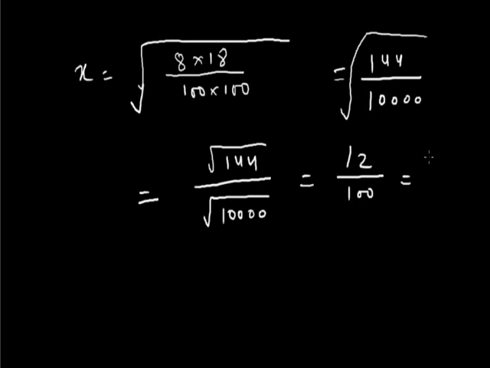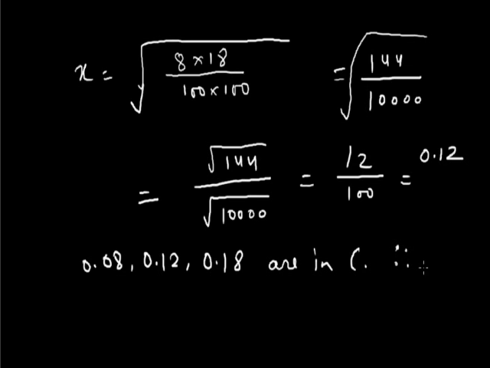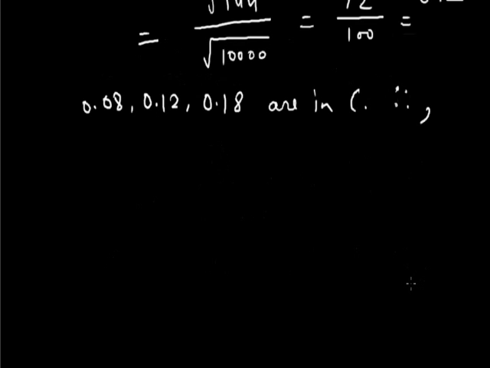That means x equals 12 divided by 100 in fractional form, and if we convert this into decimal form, we get 0.12, which is equal to x. That means 0.08, 0.12, 0.18 are in continued proportion. We can also verify our result.